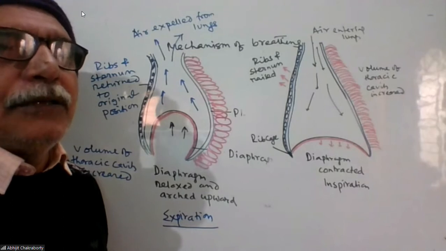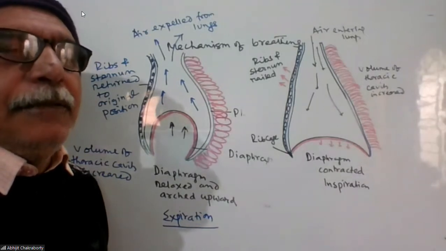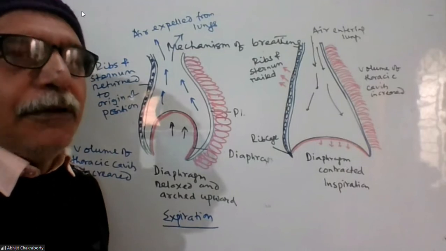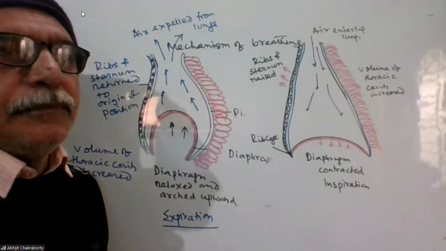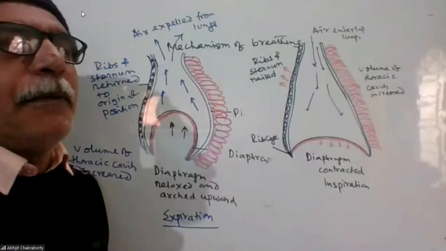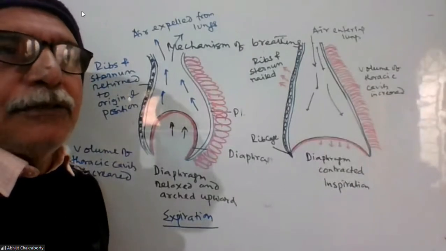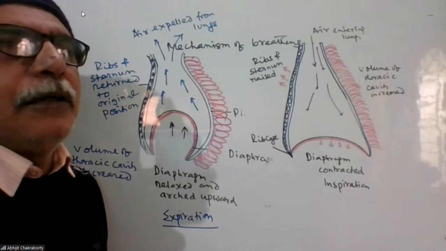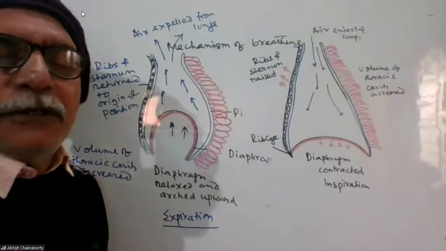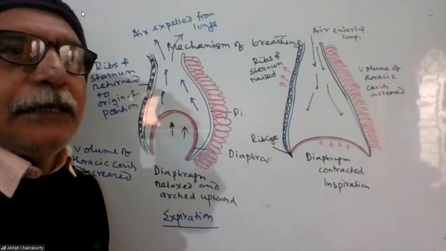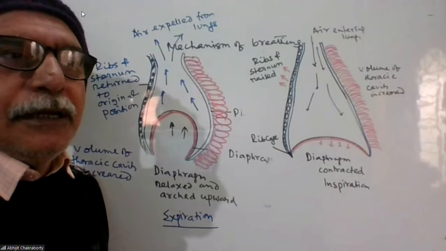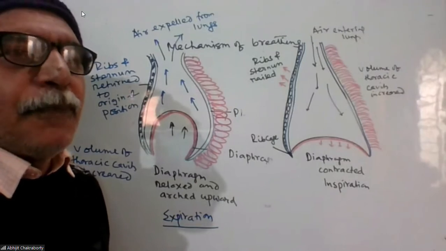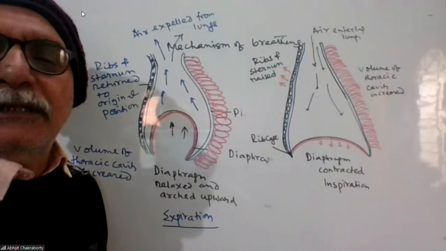While the internal intercostal muscles contract, the ribs and sternum return to their original position quickly, and when the abdominal muscles contract, the diaphragm returns to its original position quickly. That's why, although normal expiration is a passive process because there is no involvement of contraction, forceful expiration, like inspiration, is an active process. Clear?